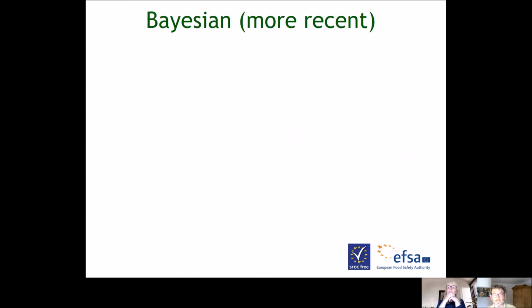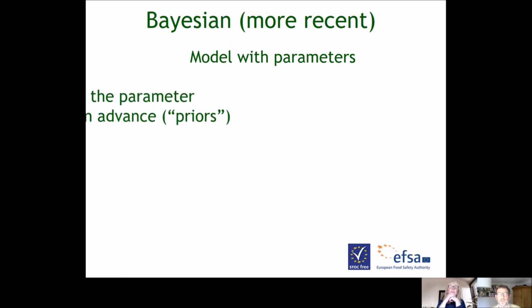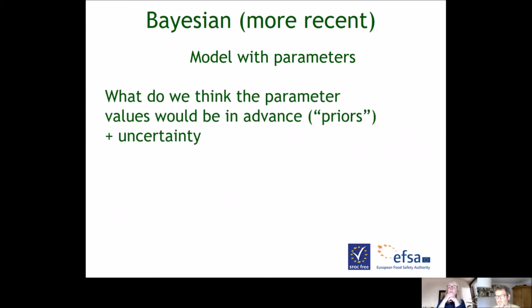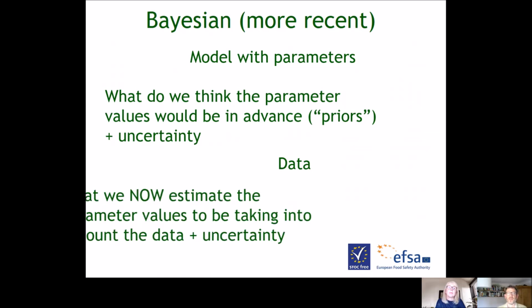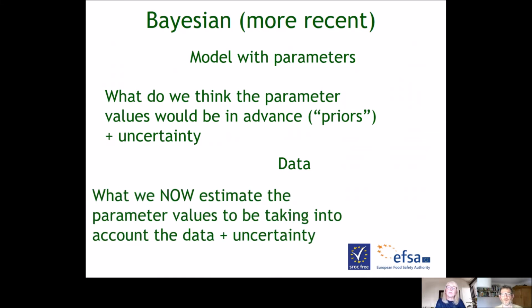Bayesian, which is a more recent development in statistics, involves creating a model with parameters. That's variables that can take different values, and we then consider what values in advance we think that those parameters should take. And we don't just consider a single value, we consider a range and so uncertainty. We bring in the data, and then once we run our Bayesian model, we are then in a position to estimate the different values for all the different parameters in the model that seem likely given the data.